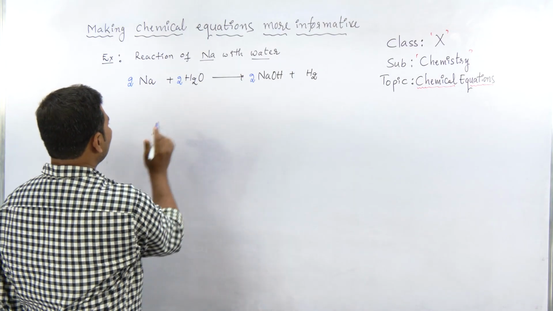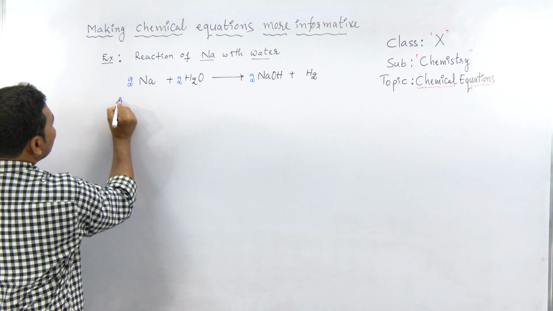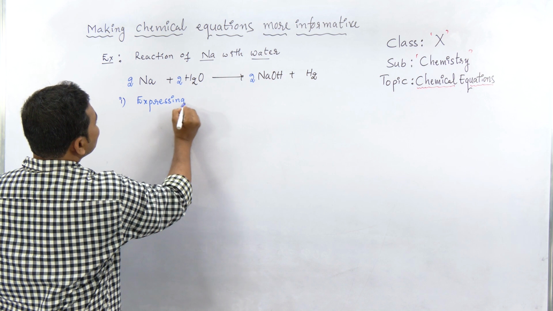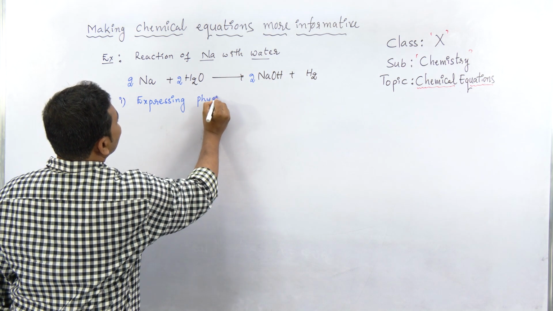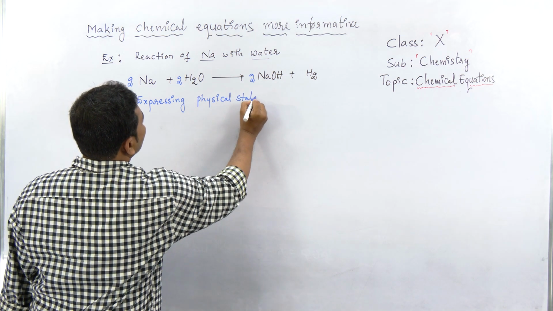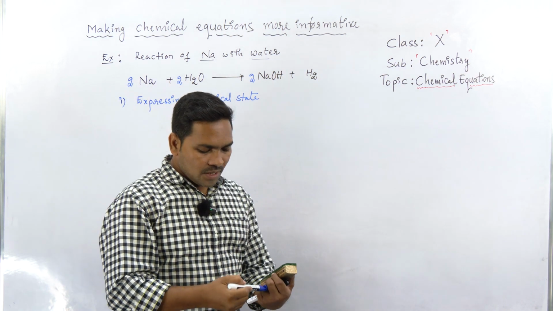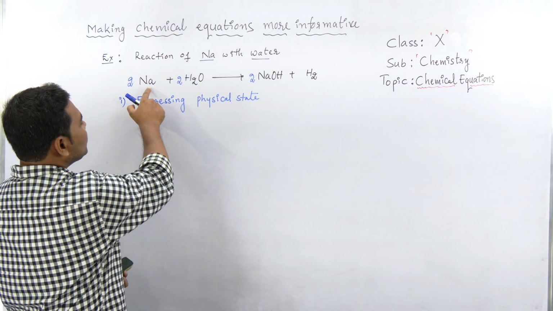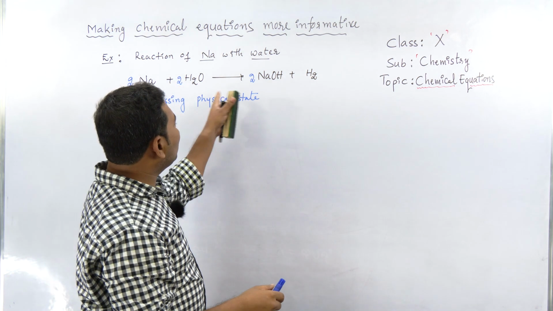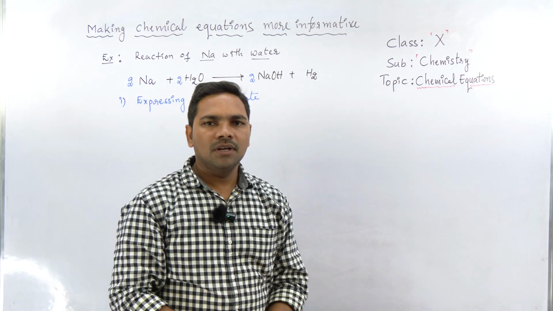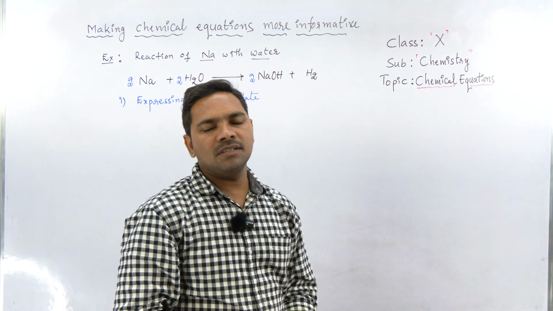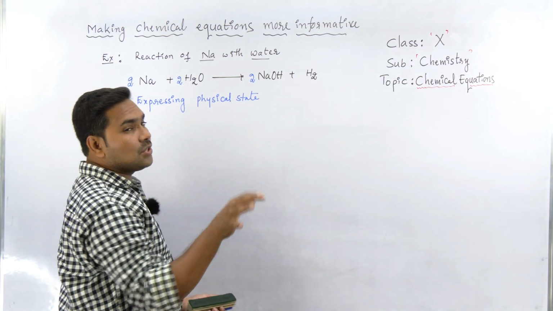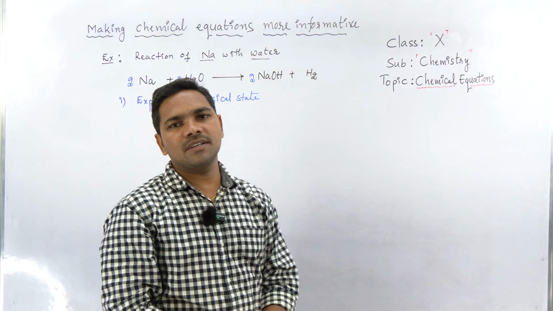Number one is expressing the physical state of reactants and products. Now we look at the above equation. In this equation we can see sodium, water, sodium hydroxide and hydrogen. But how about their physical states? We do not know the physical states. This equation is not representing the physical states of reactants and products.